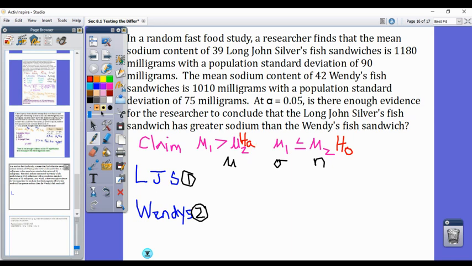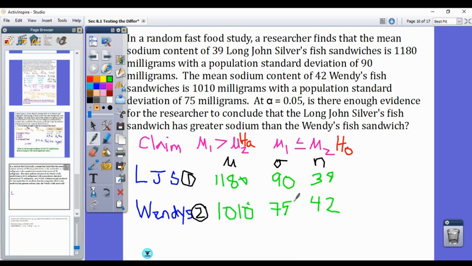All right, so let's put all the information on the chart now. So we measured the sodium content from 39 Long John Silver's sandwiches, and we got a mean of 1180 with a standard deviation of 90. Then 42 Wendy's sandwiches with a mean of 1010, standard deviation of 75.